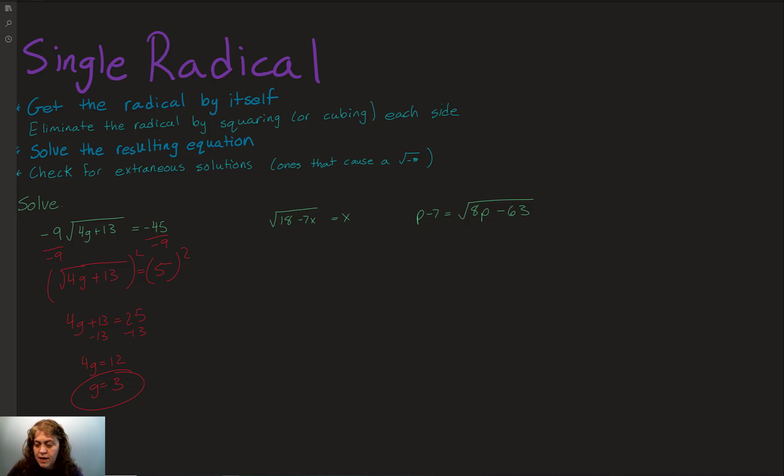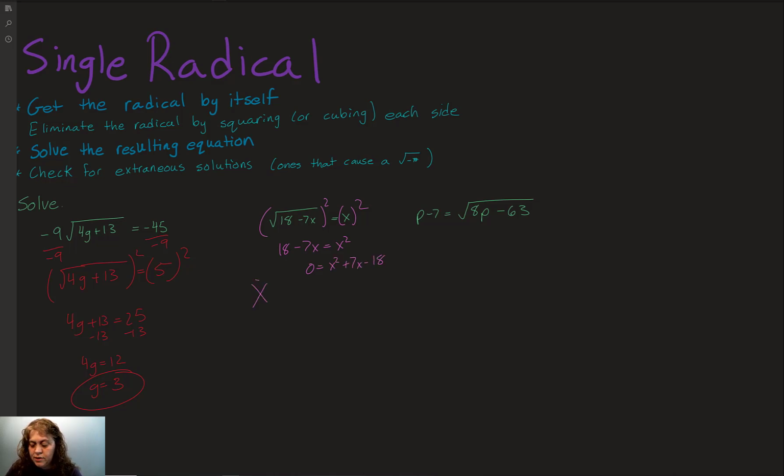Okay, this guy is pretty straightforward. We're just going to square both sides. And that's going to give me 18 minus 7x is equal to x squared. Gosh darn it, there's a quadratic. Okay, it's okay, it's okay. 0 equals x squared plus 7x minus 18.